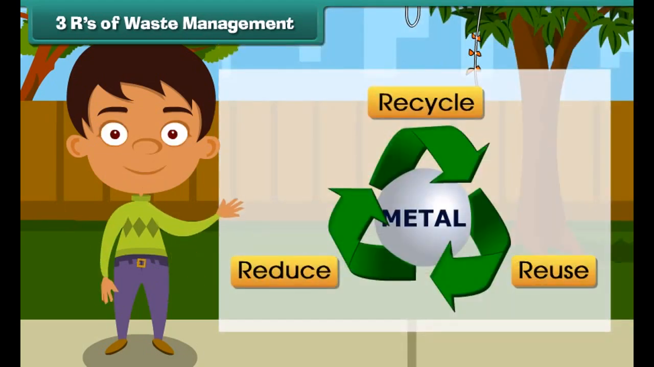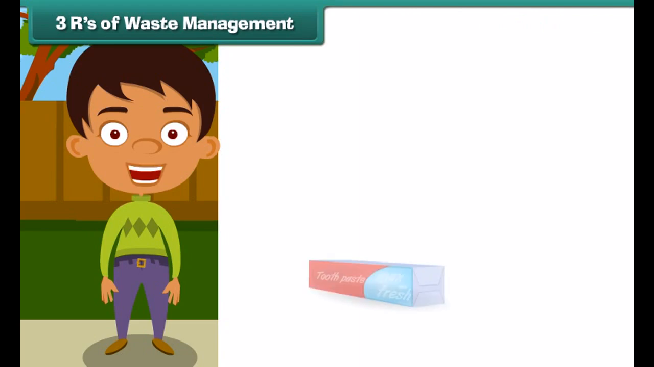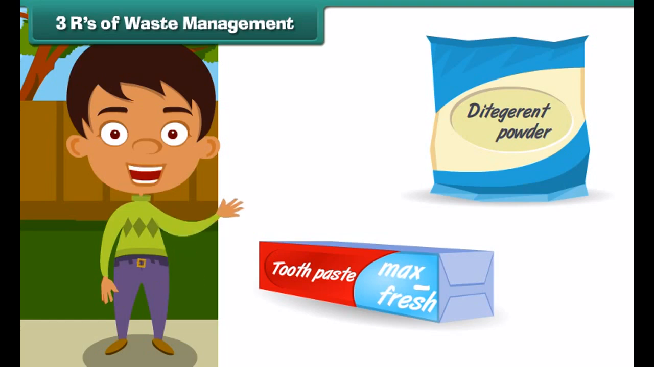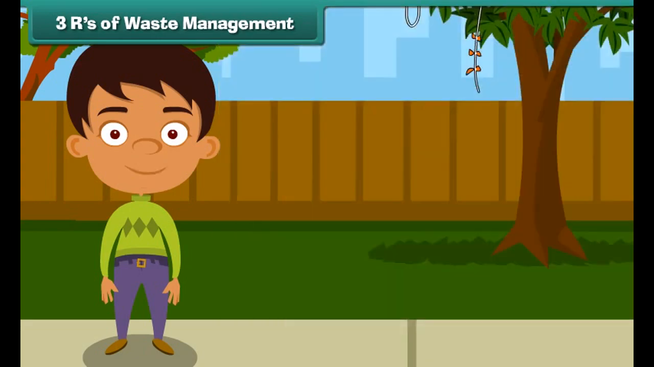The third R stands for reduce. Reduce is to decrease the use of substances that harm the environment. For example, we must buy larger packs of toothpastes, dishwasher detergents, cereals, etc. and reduce the quantity of packaging material.